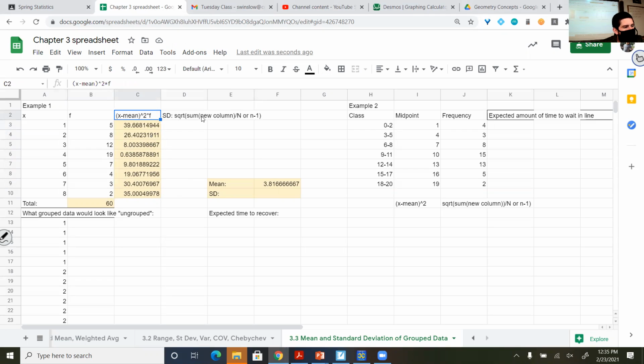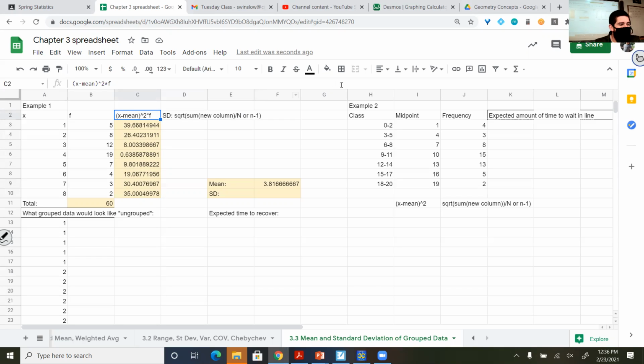Now this is what I consider my new column. So now what I want to do is take the square root of the sum of this new column and then divide it by either the entire population or by one less than my sample size.